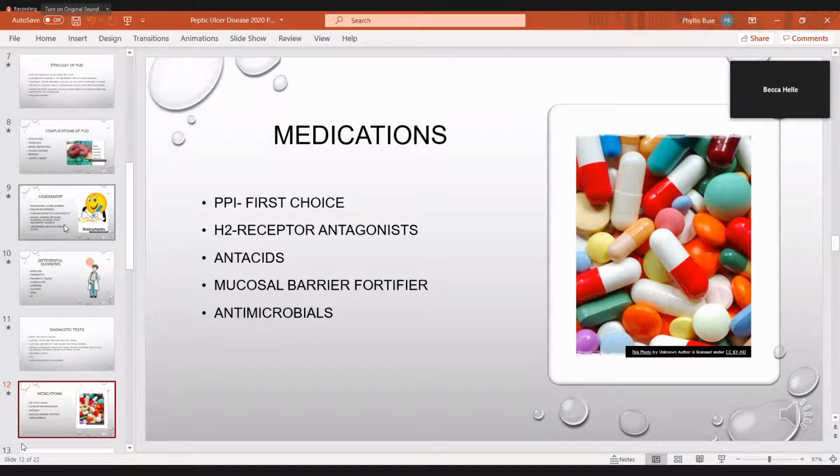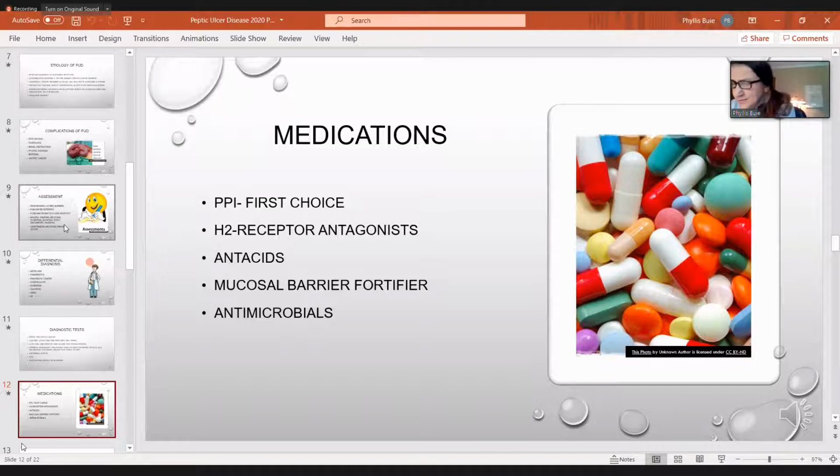Do we need to know med names or just the class? Just focus on the classes. Okay, thank you. Okay, now let's move on to the gastric or the mucosal barrier fortifiers.